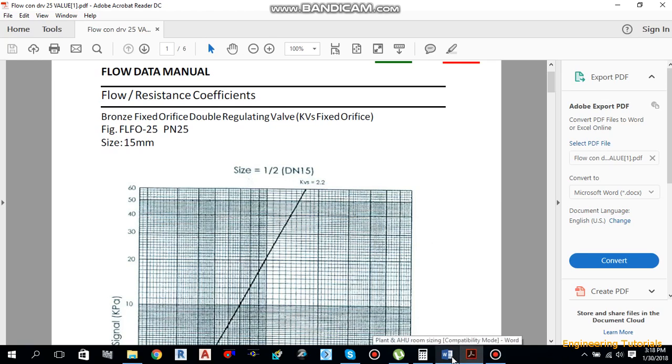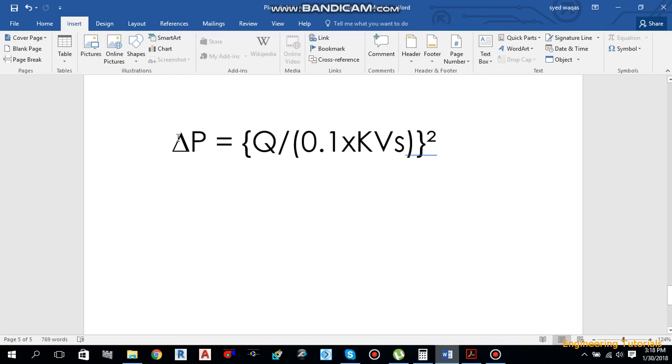So the formula which we are going to use over here is delta P is equal to Q divided by 0.1 into kVs, whole square. So what is delta P over here? Delta P represents the differential pressure, and Q is the flow rate, but remember this flow rate is in cubic meters per hour, and kVs is the flow coefficient, and we will get this value from the supplier for double regulating valves of different sizes. So this is the formula we will use to know how many turns we have to open the DRV for water balancing.